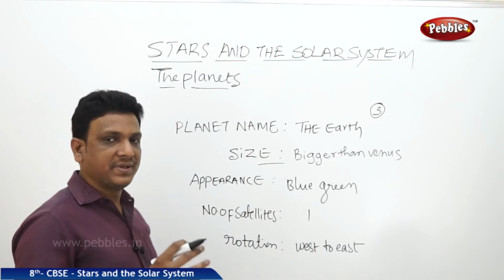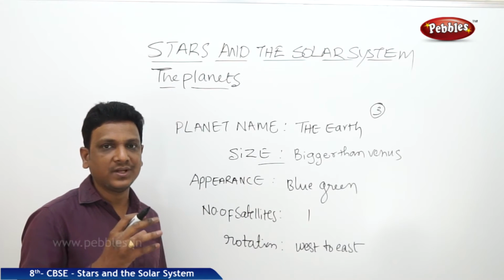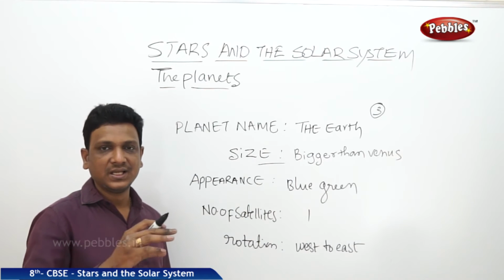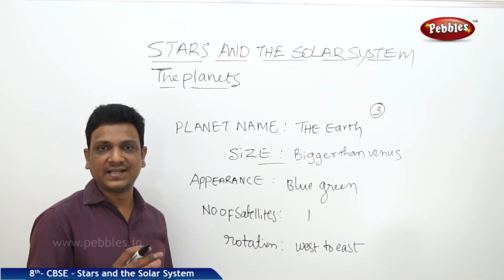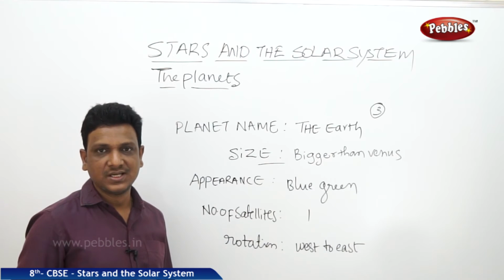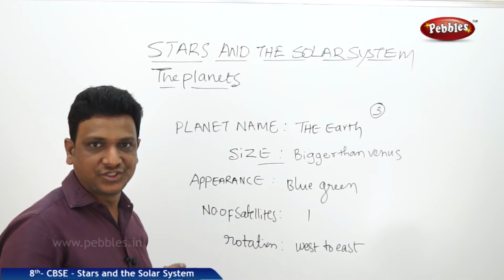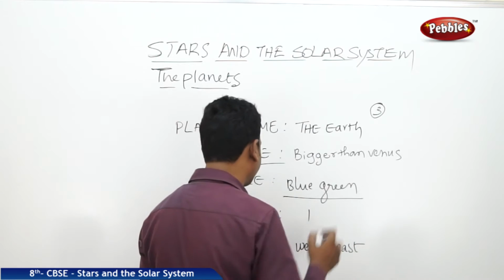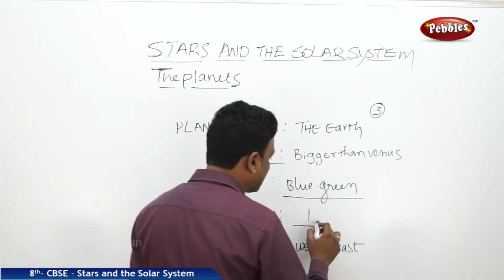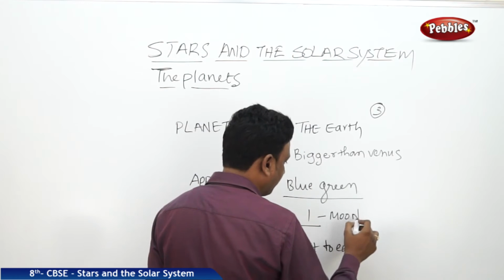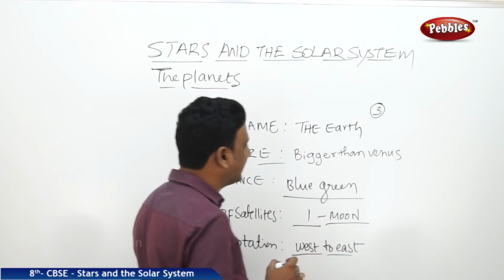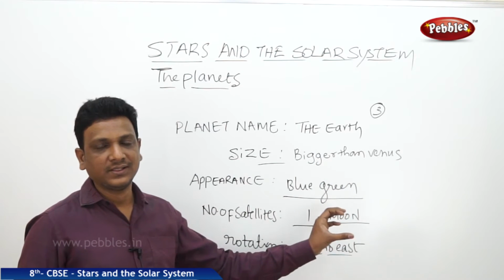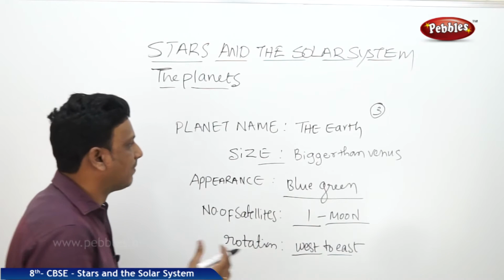The Earth's appearance, it appears from the sky in space like a blue-green planet. The blue and green appearance is because of the reflection of sunlight from the land, the greenery and the water, the oceans. So because of this light refraction and reflection, different phenomena of light bring that particular blue-green appearance to the Earth. The Earth has only one natural satellite, that is the Moon, and the Earth rotates from west to east. It is bigger than Venus in size and smaller than the next planet, Mars.